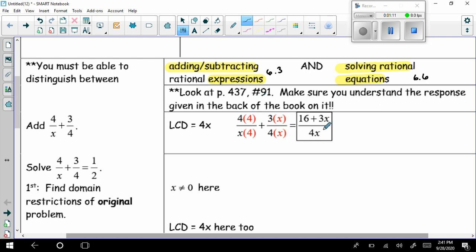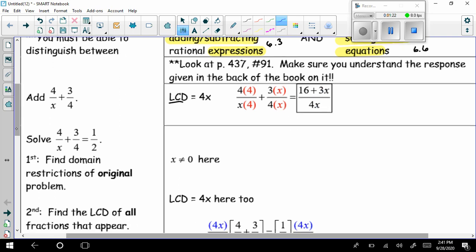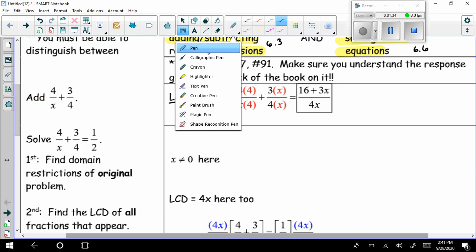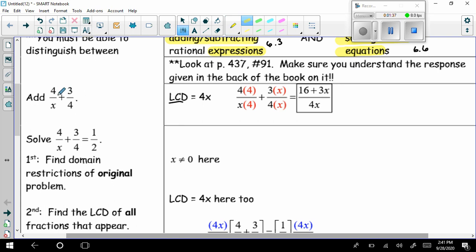So, just a quick review of how to add fractions. You need to know the LCD so that you can get a common denominator. You would multiply all your fractions to get that common denominator and then add over the top. All right, so moving into this first example, if we want to solve instead of just add: here we're adding 4 over x plus 3 over 4, which is different from solving 4 over x plus 3 over 4 is equal to 1/2. All right, so that is different.